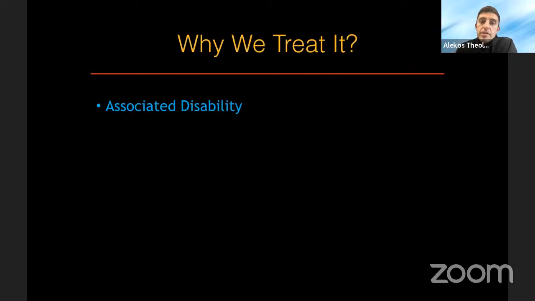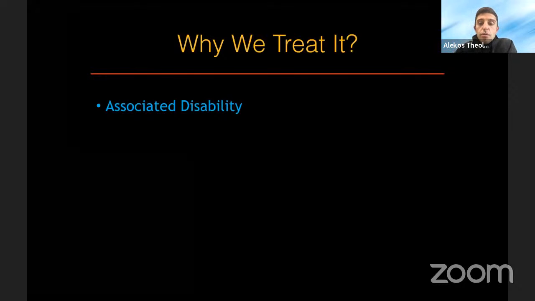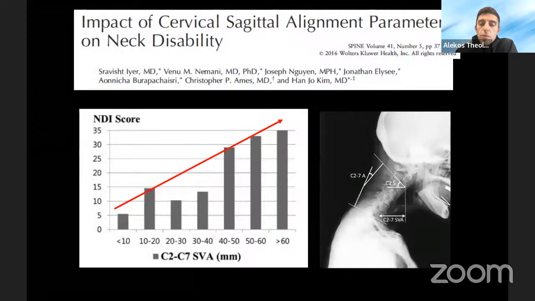So why do we treat these deformities? And it really gets to the question of what's the disability that's associated with them. There's more and more literature that clearly demonstrates that cervical sagittal malalignment, particularly the C2-7 SVA, drives a lot of the neck disability.